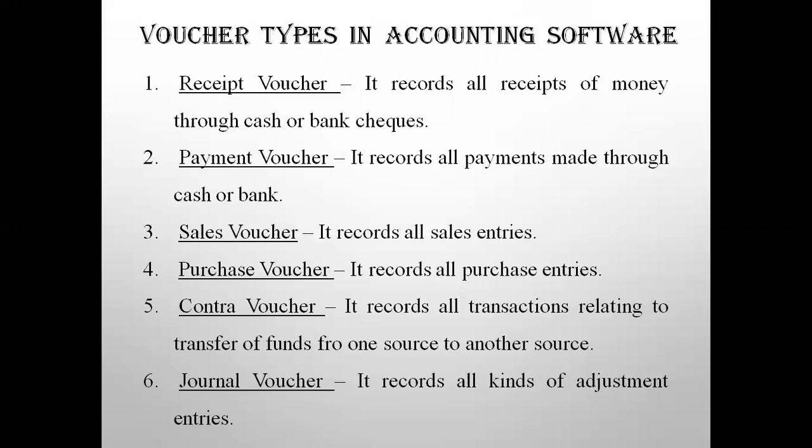Third one is the sales voucher. It records all the entries related to the sales account. It includes mostly credit sales transactions. Cash sales we can put in the receipt voucher directly, but specifically when you are selling on credit, on the date of sale when the money is not received, those transactions you can directly enter in the sales voucher. So this will be identified as a credit sales entry.